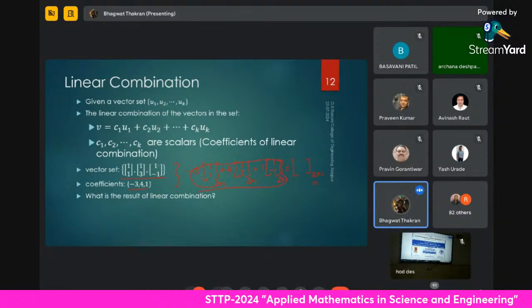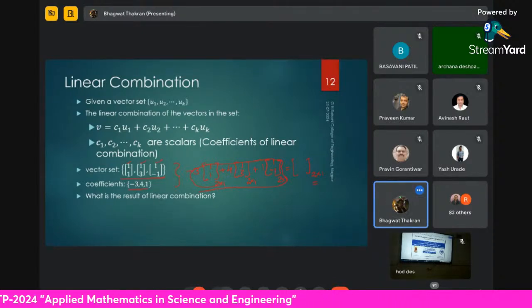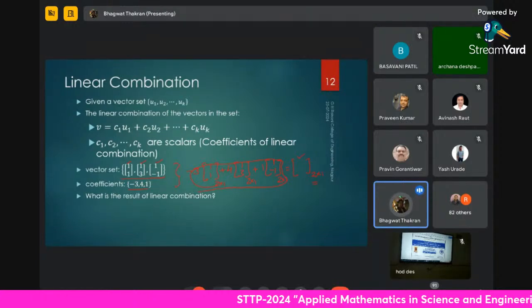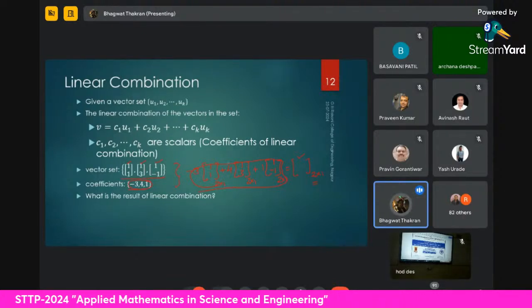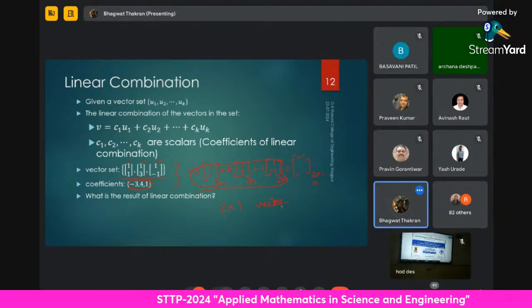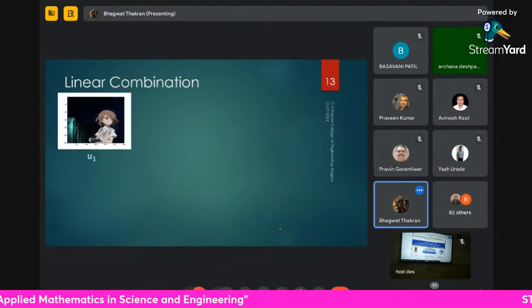Now this is what we mean when we say that these vectors can generate any kind of vector. We need to choose what our scalars will be. If we change our scalars, the result will be different. The result is simply a 2 by 1 matrix or 2 by 1 vector. Right? Now, this is the best example which I have taken.